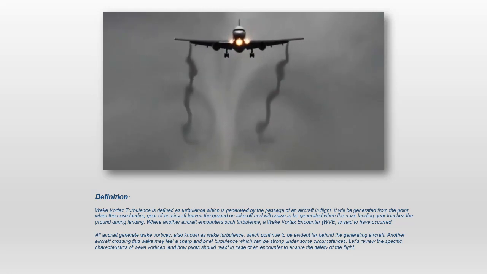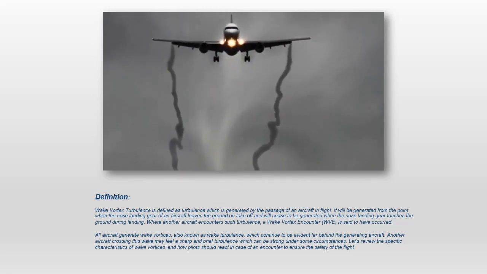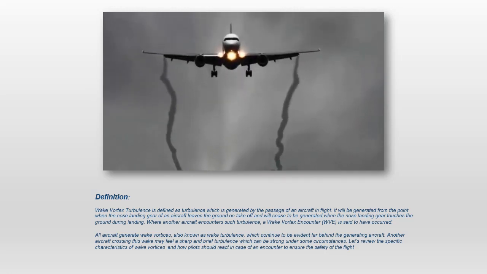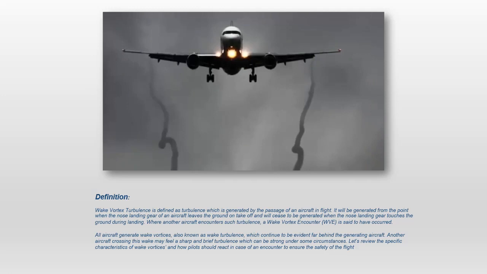All aircraft generate wake vortices, also known as wake turbulence, which continue to be evident far behind the generating aircraft. Another aircraft crossing this wake may feel a sharp and brief turbulence which can be strong under some circumstances. Let's review the specific characteristics of wake vortices and how pilots should react in case of an encounter to ensure the safety of the flight.